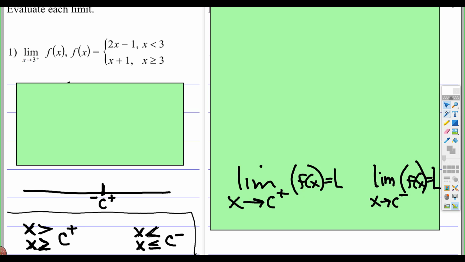Okay, now we're going to talk about one-sided limits. Notice, with a one-sided limit, whatever value x is headed towards, you're either looking from the right side, the positive side of the x value, or you're looking from the negative side, the left side. Okay, that's what a one-sided limit is.